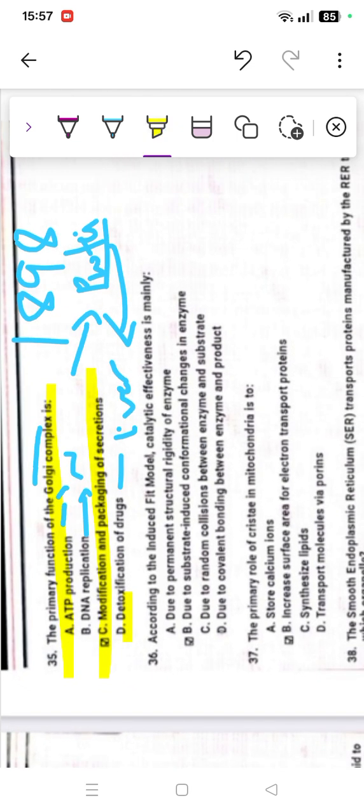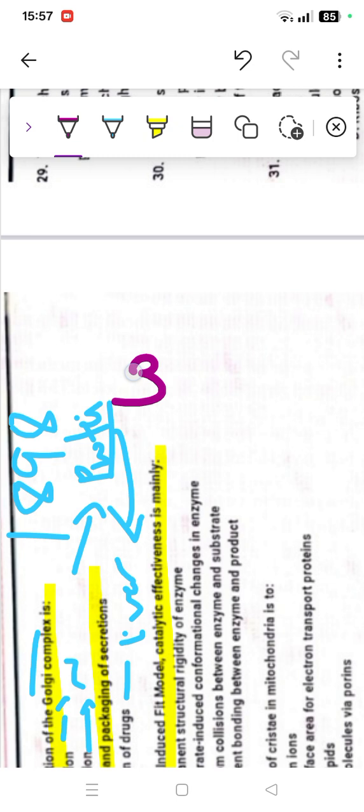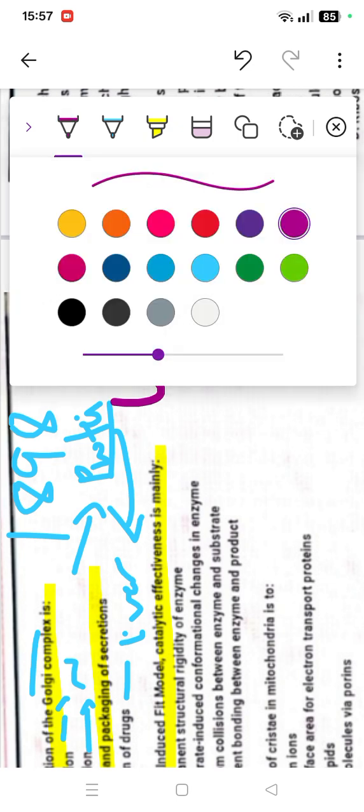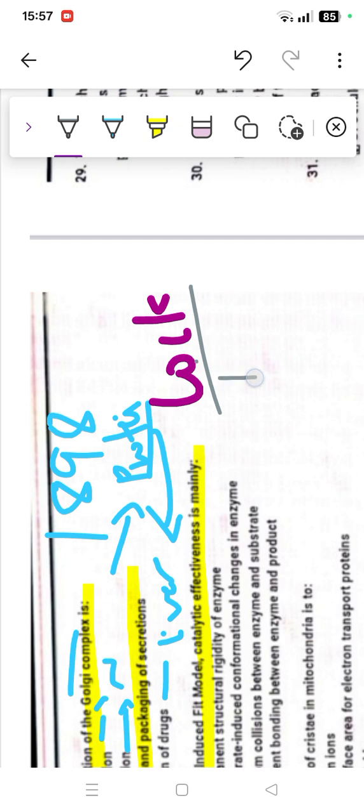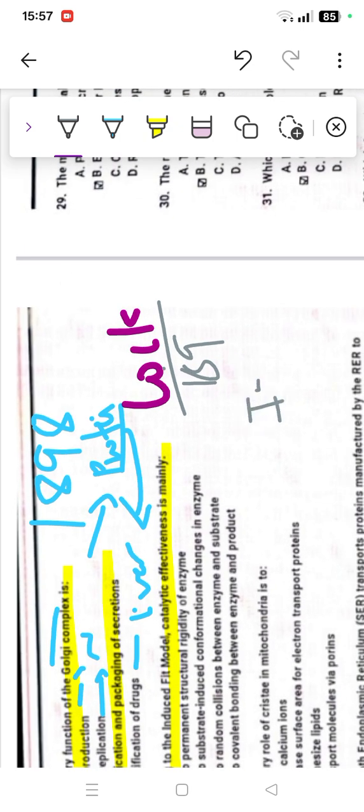Okay, next question says: according to the induced fit model, effectiveness is mainly... So we have two models. The first one is the lock and key model, the second one is the induced fit model. These are the two models. The lock and key model was given by the scientist Emil Fischer in 1898, and the induced fit model was given by Koshland in 1959. So this is very important.